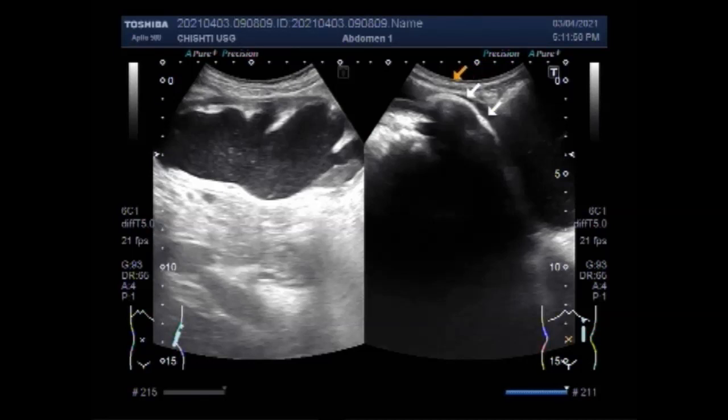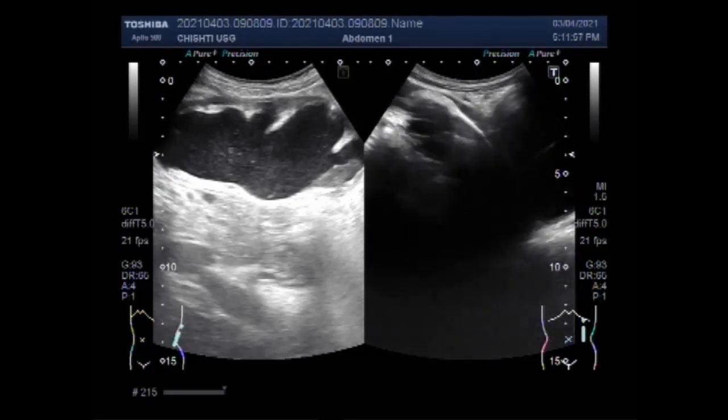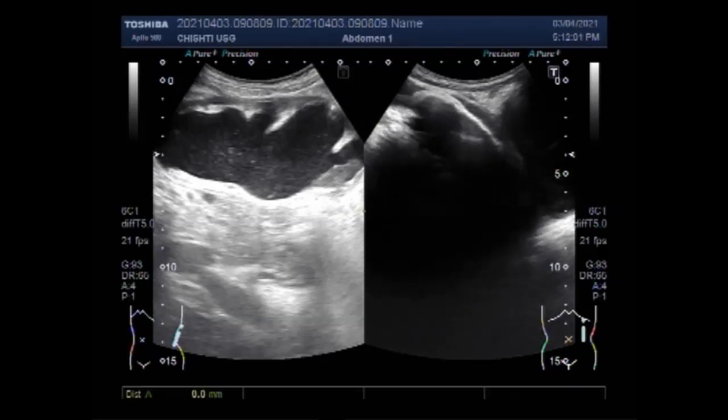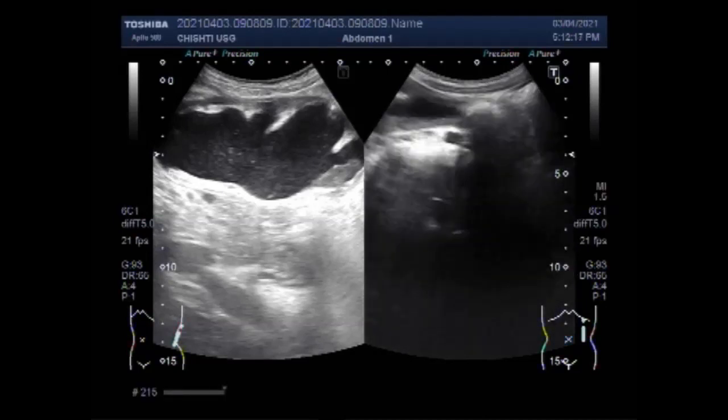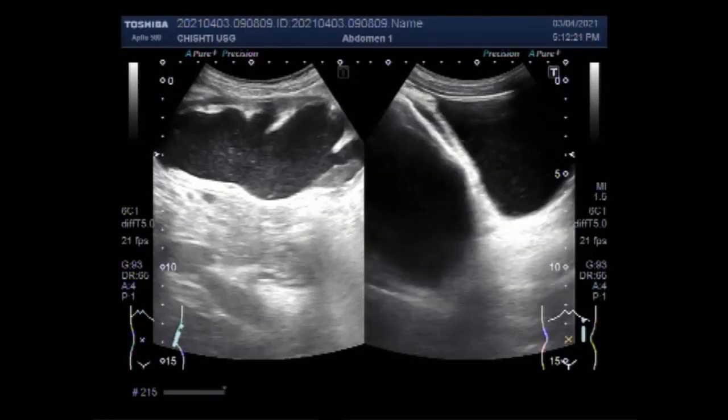Now you can see a large amount of thick sludge and a large stone in the ureter, starting from the upper one third of the ureter and extending into the middle portion of the ureter. So I don't think this is totally a stone. Sludge may also be present.